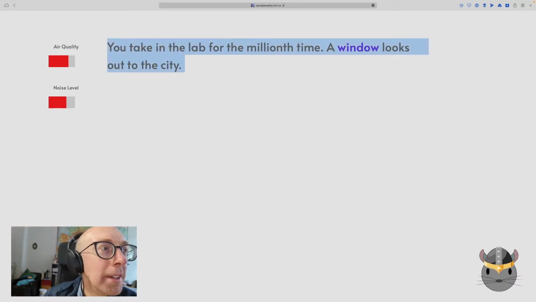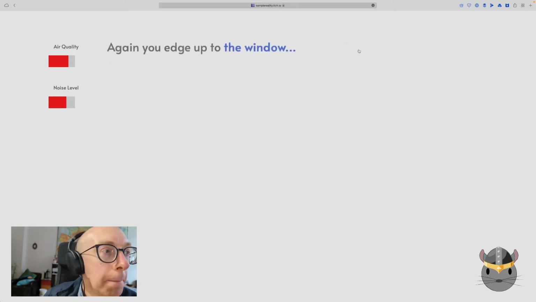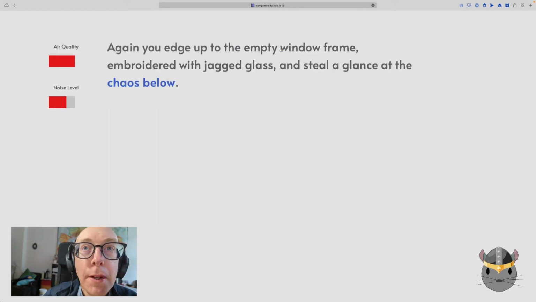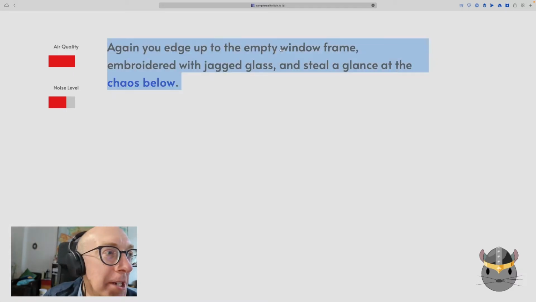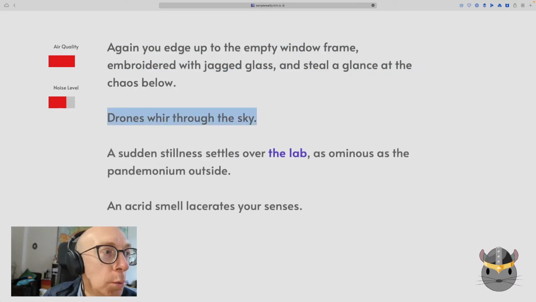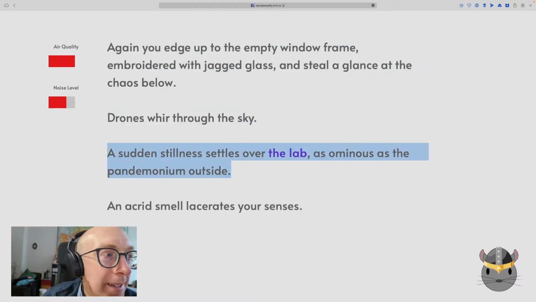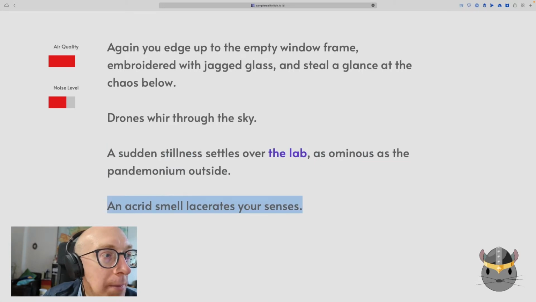Okay. We're back here again. You take in the lab for the millionth time. A window looks out to the city. You edge up to the window. It's changed slightly. Again, you edge up to the empty window frame, embroidered with jagged glass, and steal a glance at the chaos below. Drones whir through the sky. A sudden stillness settles over the lab, as ominous as the pandemonium outside. An acrid smell lacerates your senses.